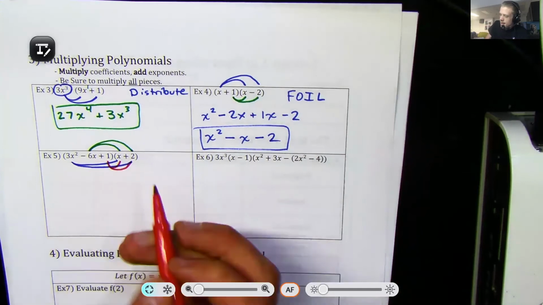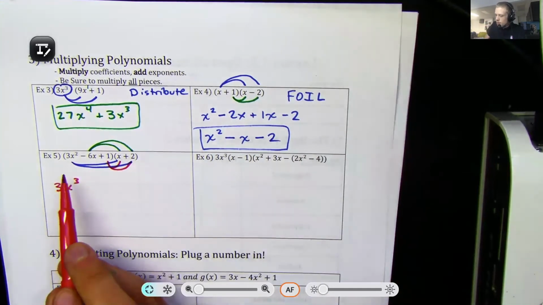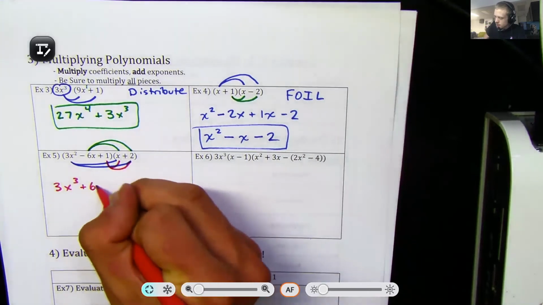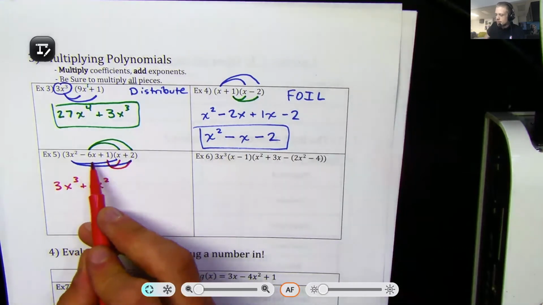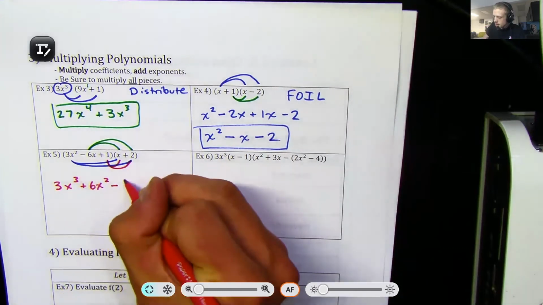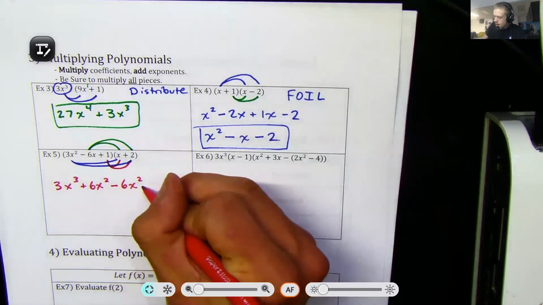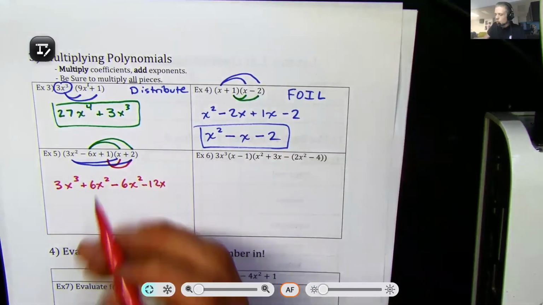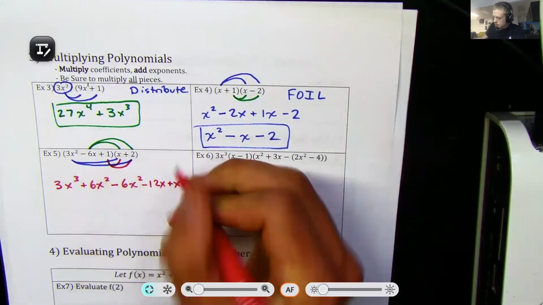3x squared times x is 3x cubed. 3x squared times 2 gives me a plus 6x squared. Now let's move on to that next piece. So negative 6x times x is minus 6x squared. Negative 6x times 2 gives me a minus 12x. And I'm running out of space pretty quickly. 1 times x is plus x. 1 times 2 is plus 2.